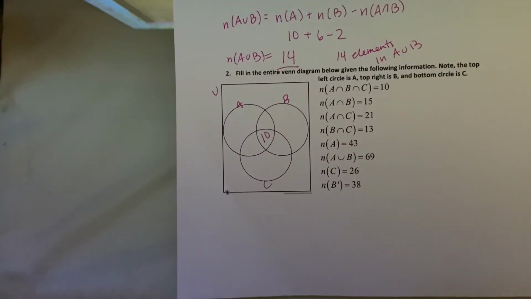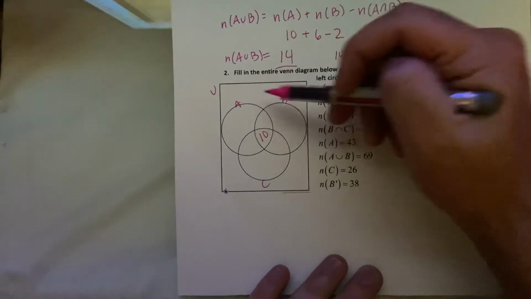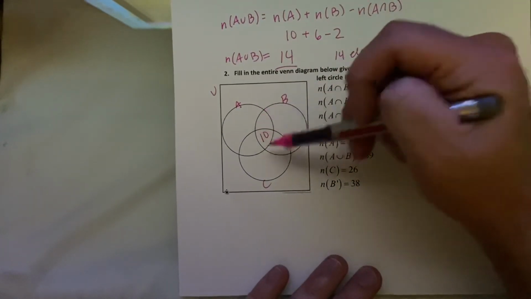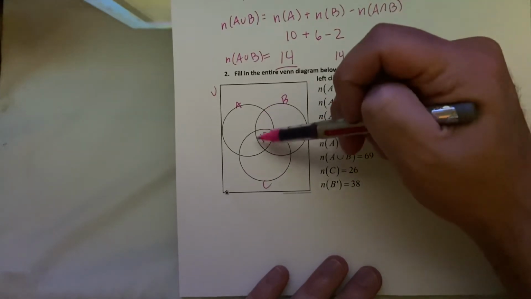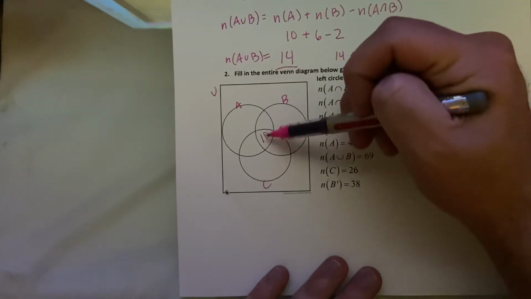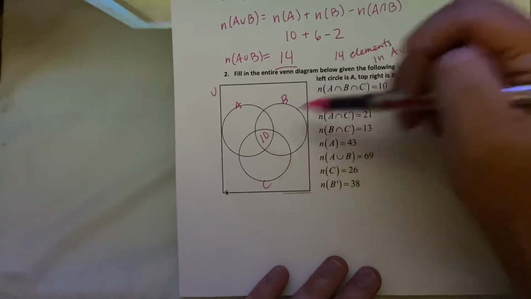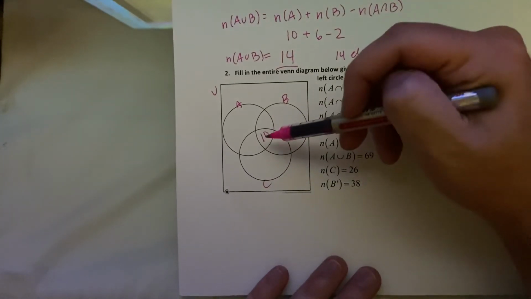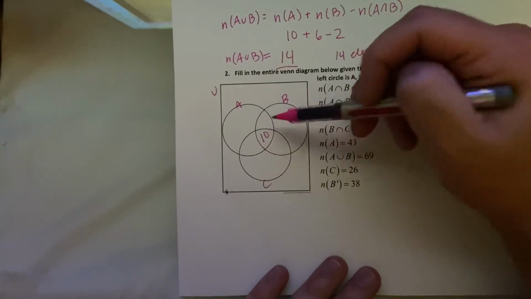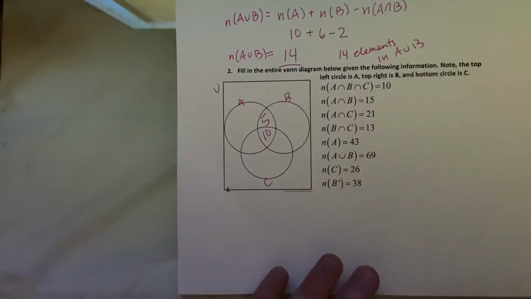Now, it says the number in A intersect B, why did I say union? A intersect B intersect C previously was 10. A intersect B is 15. What that means is the areas where A and B overlap is 15. Now, if we look at the two circles A and B, they overlap through the center, which is these two areas. These two areas make up 15. That means if 10 is in the center, the other 5 are in A and B, but not in C, so they're not in the center.